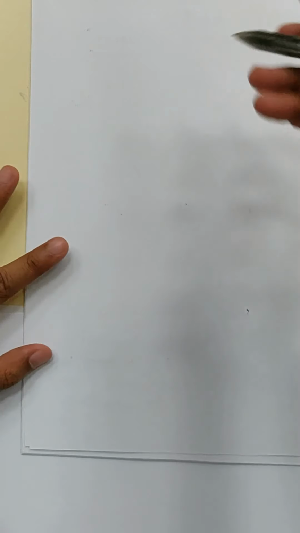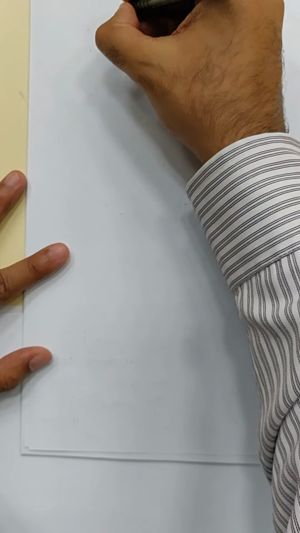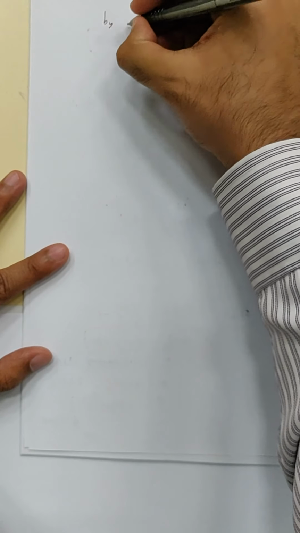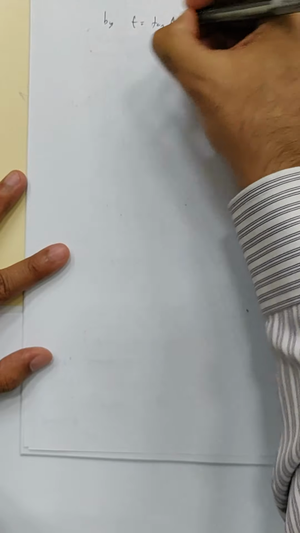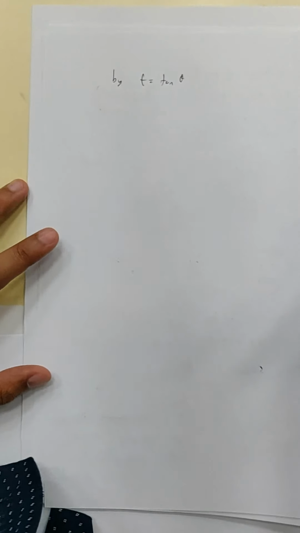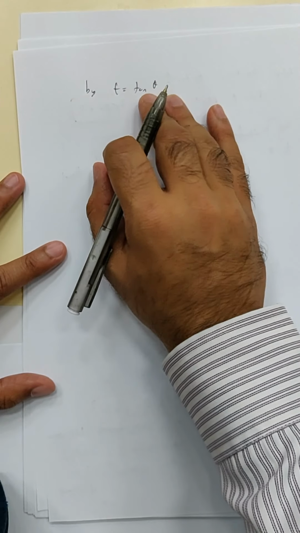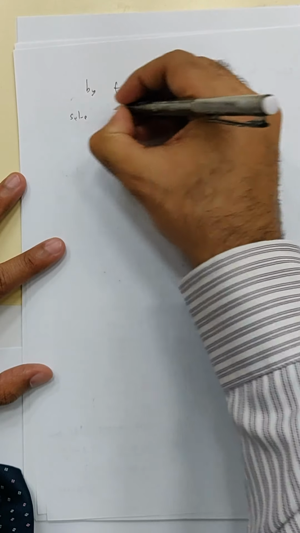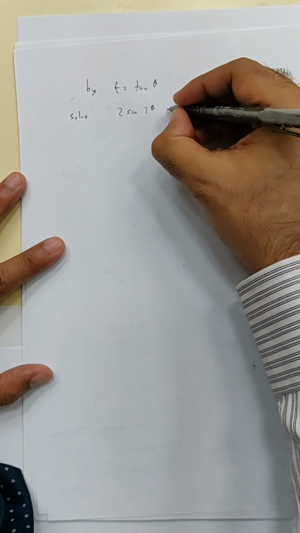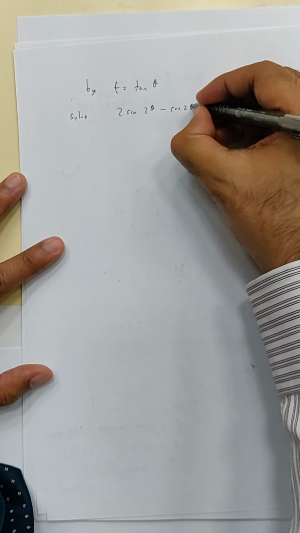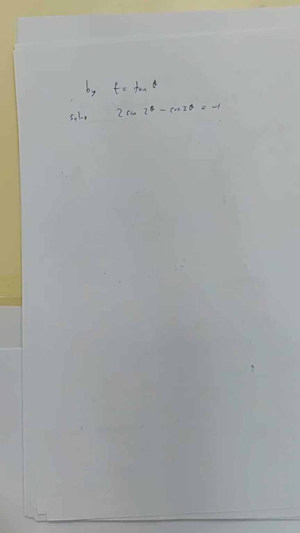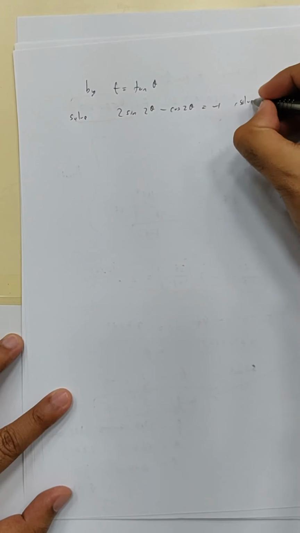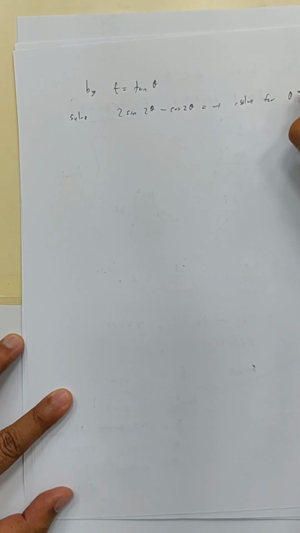Alright, so another example will be: the question says something like this, by t tangent theta, solve 2 sine 2 theta minus cos 2 theta equals to negative 1. Solve for 0 to 360 for theta.